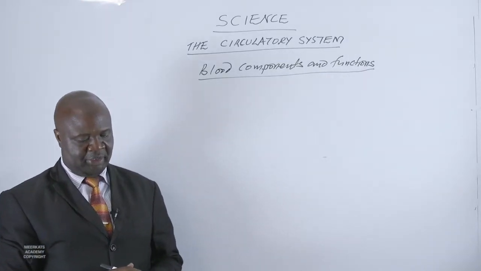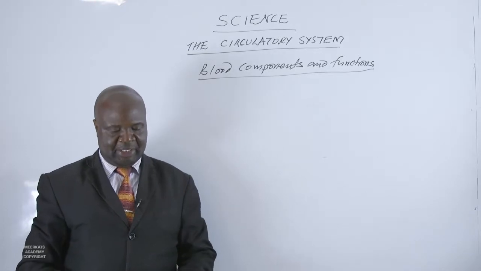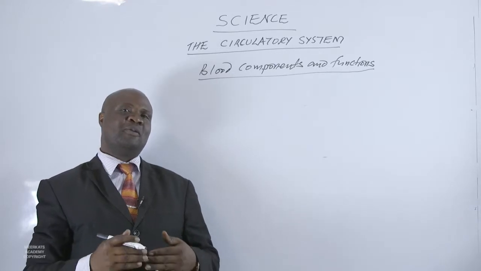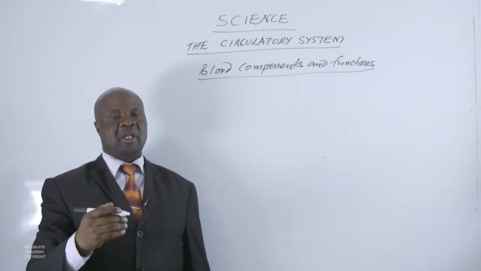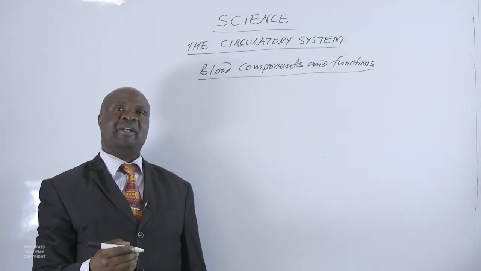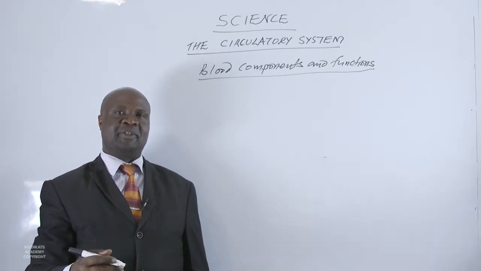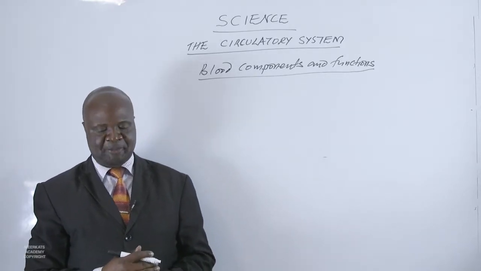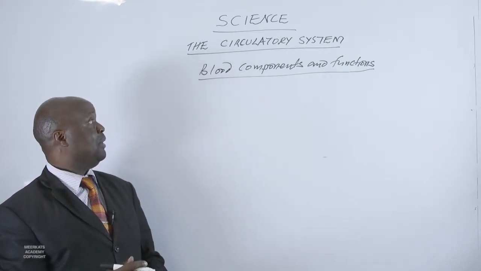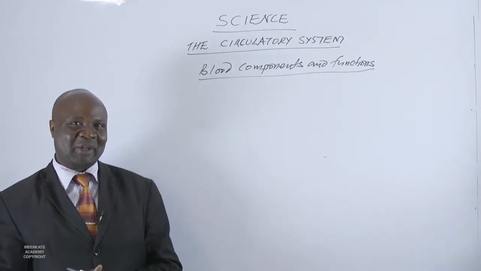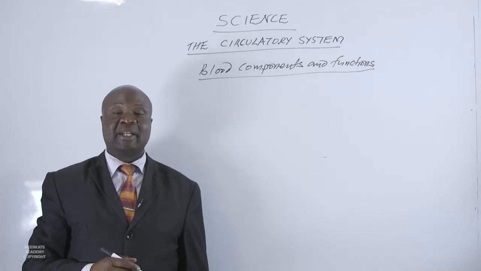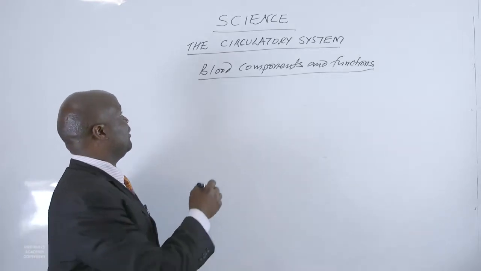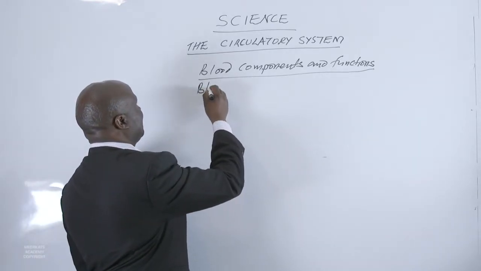Now, when we say blood components and their functions, we need to define what blood is, then state the components of blood, what blood is made of, and their functions. Blood is a transport liquid in the body and is made up of 4 components.